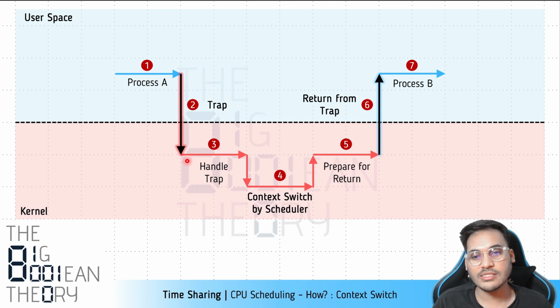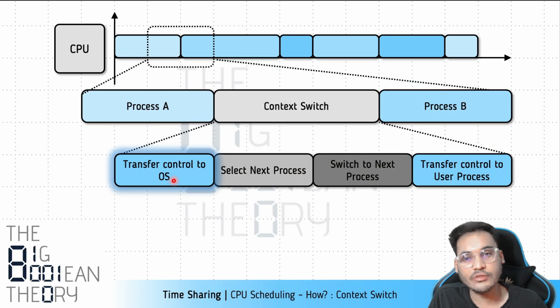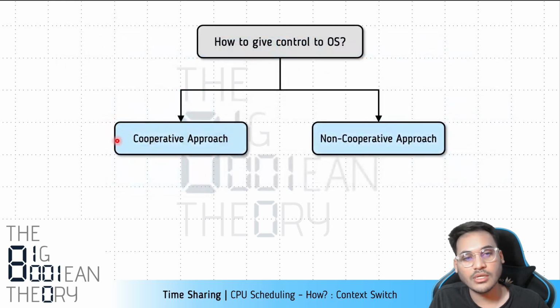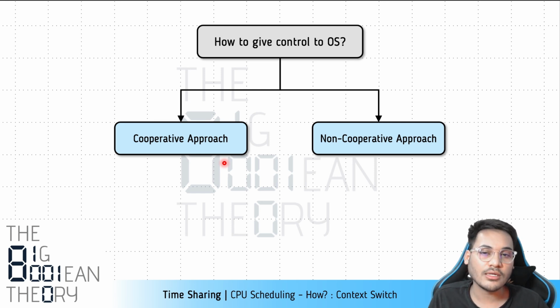So as you can see, we enter the kernel via a trap, and we have talked about this in the previous few videos also. That is, there are different ways to transfer control to the operating system. One is the cooperative approach, and the other is the non-cooperative approach, right? Both of these use traps, but the way is different. In the cooperative approach, we are trusting the user process. We rely on the user process to give up the control of the CPU on a voluntary basis and give it to the operating system.